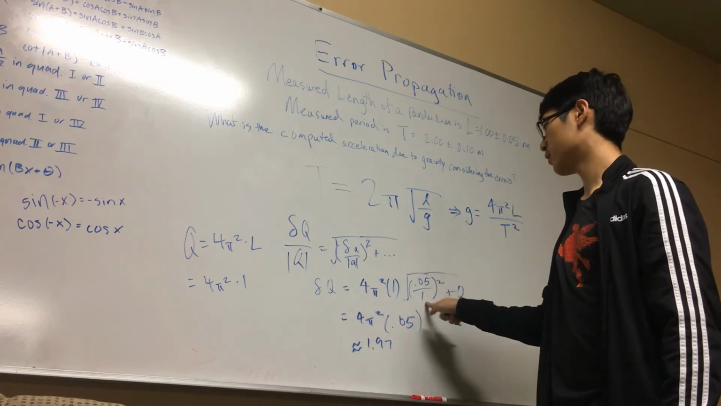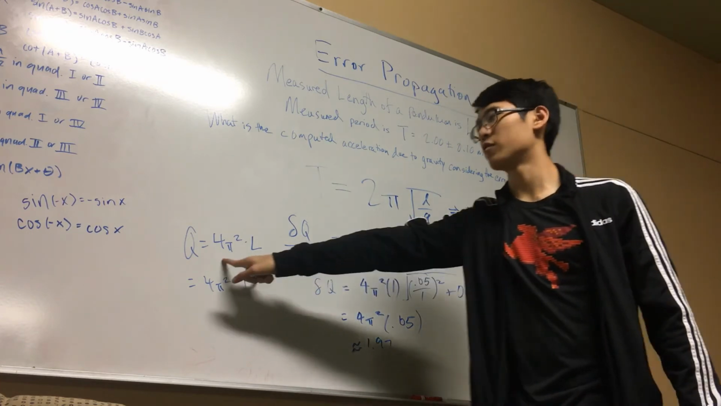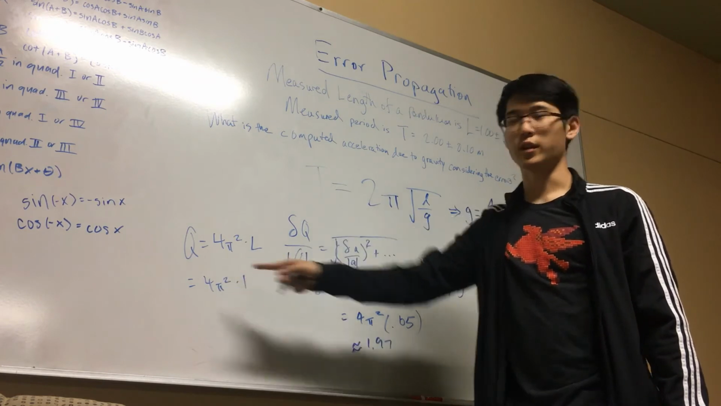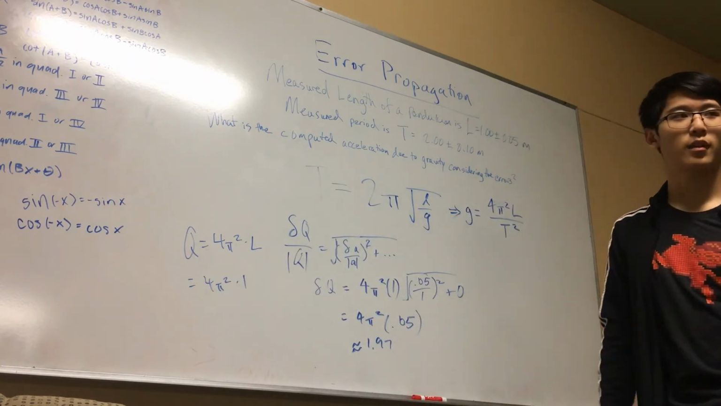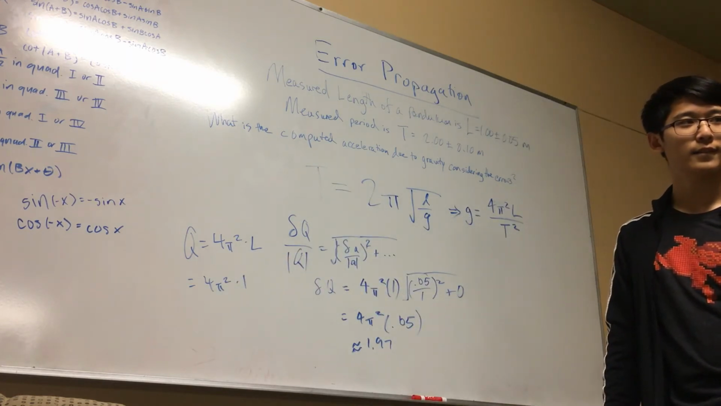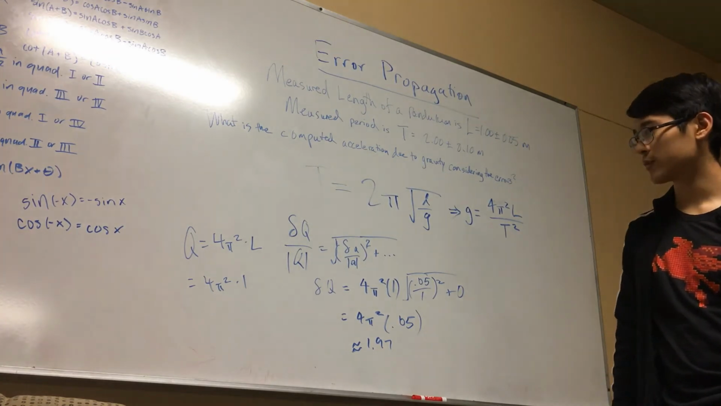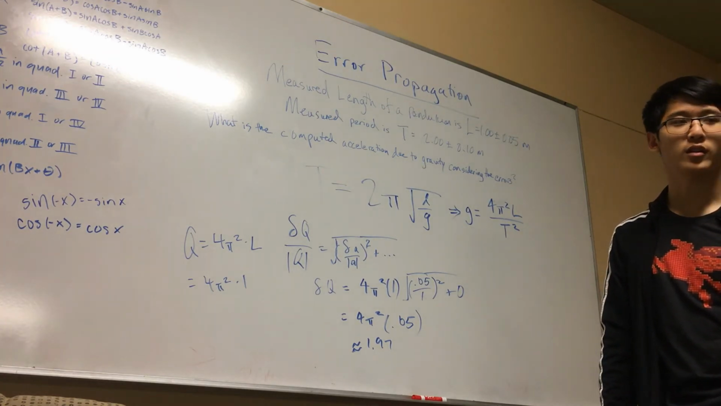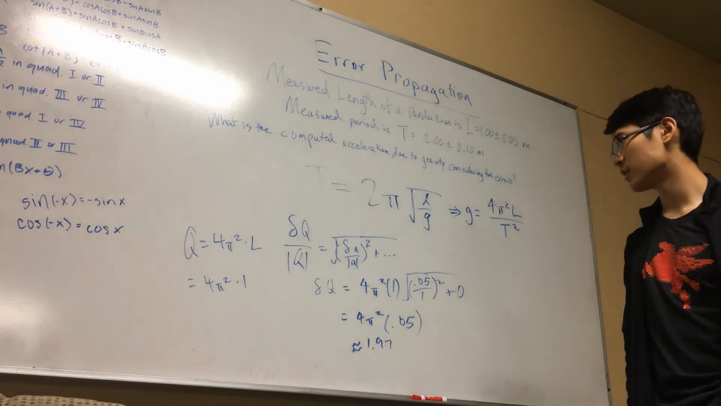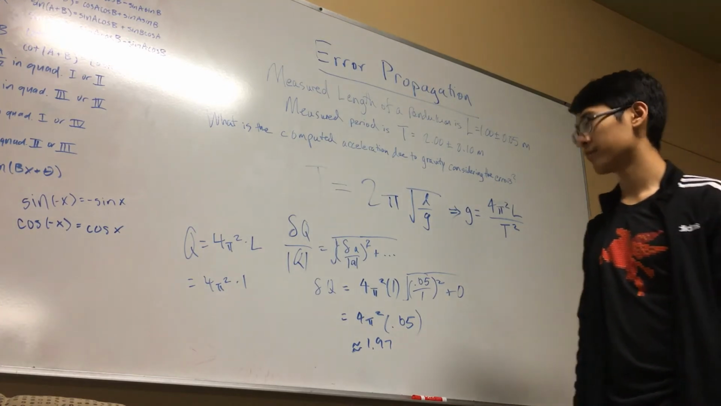It's this term, right? What's the error for 4 pi squared? 0. Yeah, so that's why it's only coming from the length. Hmm, it's kind of interesting. If you're multiplying a value by a constant, then the error also propagates through the multiplication.